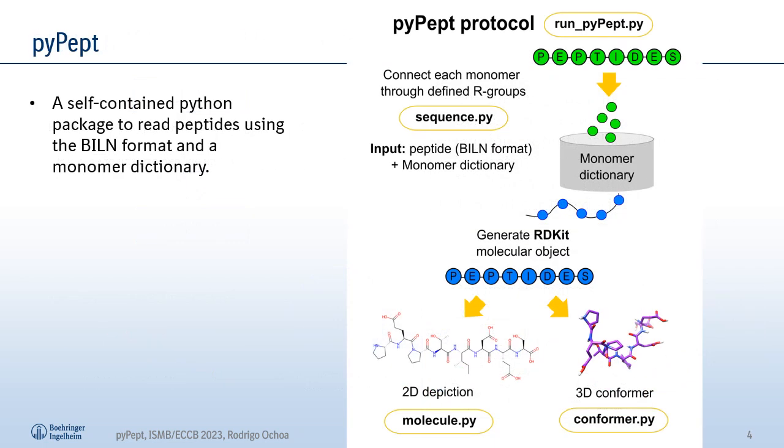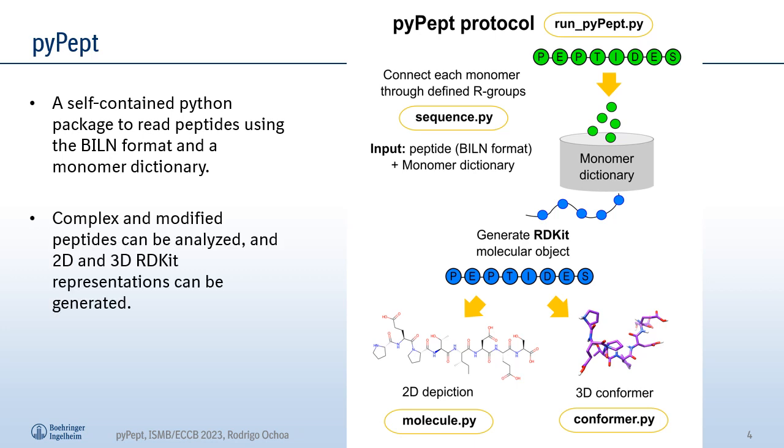So pyPept in general is a self-contained Python package to read peptides using the BILN format and a monomer dictionary that I'm going to explain, and generate, as I mentioned, these 2D and 3D representations. The code is open source, available through the BI GitHub repository.